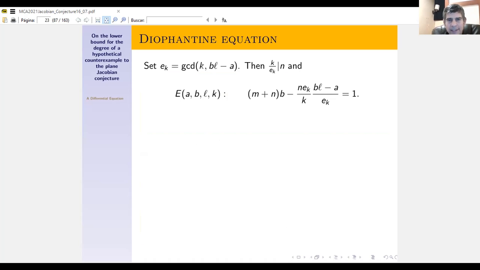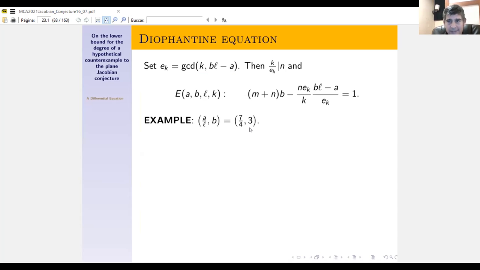Okay, if you have K, B, L, and A, you define A sub K, E sub K, then K divided by E sub K necessarily divides N, and M and N must satisfy this equation. So this is something you get from the geometric properties of a possible counterexample, but we will stick to the arithmetic contents. For example, if you take this A over L, comma B is 7/4, comma 3.